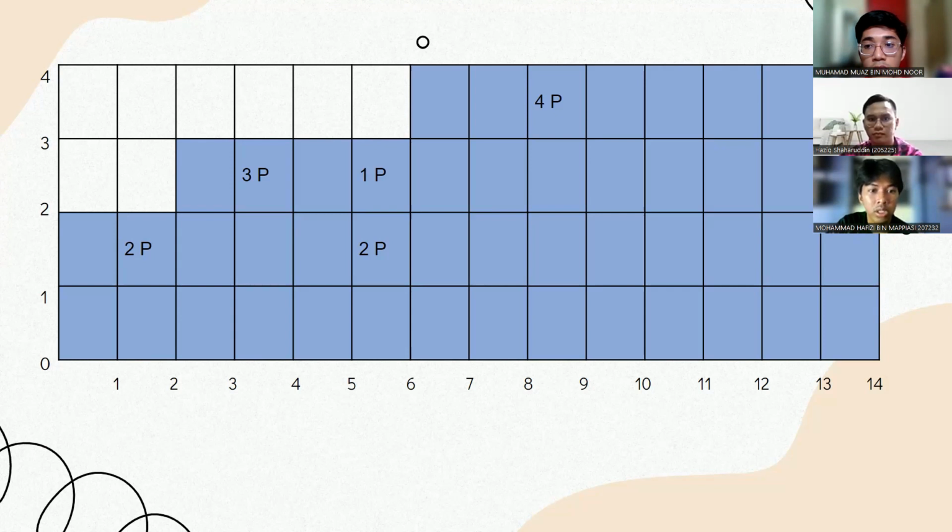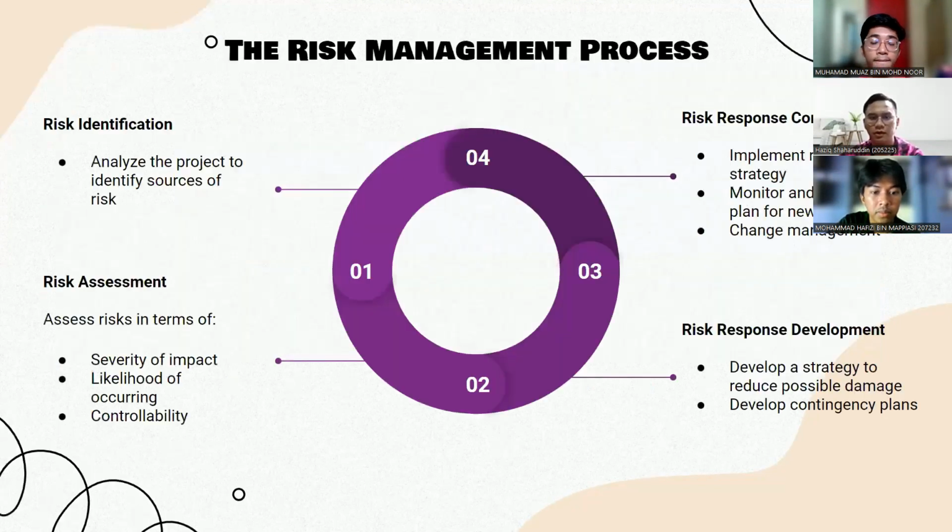Next, I will pass to the next presenter. Thank you, Hafizi. The risk management process begins by trying to generate a list of all the possible risks that could affect the project. We use a risk breakdown structure to help identify the risks, but we will explain more about RBS later. The next step is risk assessment in terms of severity of impact, likelihood of occurring, and controllability.